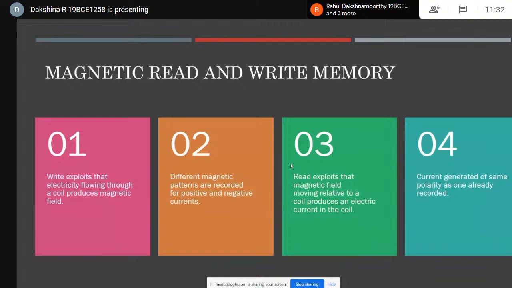And then moving on to the read mechanism. The read mechanism is based on the fact that the magnetic field moving relative to a coil produces an electric current in the coil. When the surface of the disk passes under the read head, it generates a current of the same polarity as the one already recorded. Next slide.